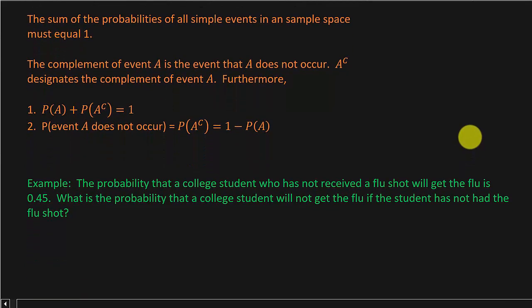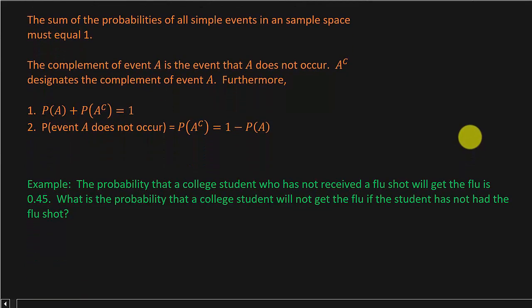All right, moving right along. It says the sum of probabilities of all simple events in a sample space must equal 1. That makes sense, because if you take all the probabilities and add them up, that has to equal 1.